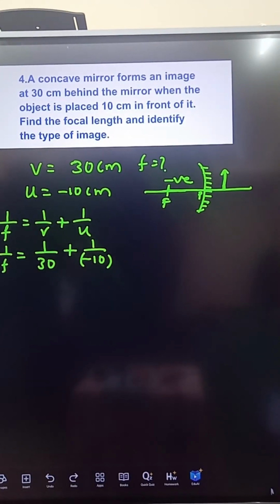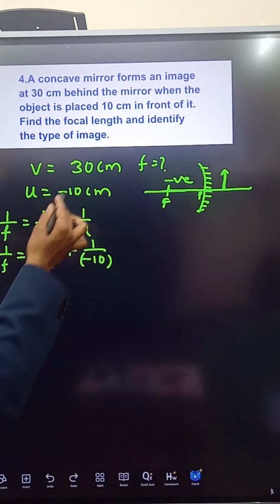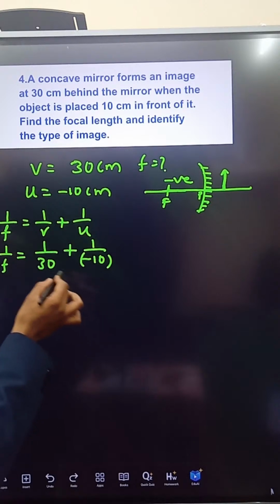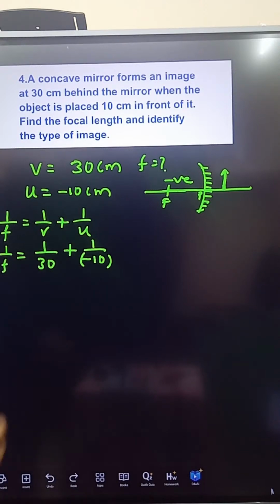Say, just find out, right? What is given I have written, I have just substituted the values in the formula. Just simplify. If you simplify, you will get the focal length. Is it visible? Yes, it is visible. Within that range you have written. Find out the focal length.